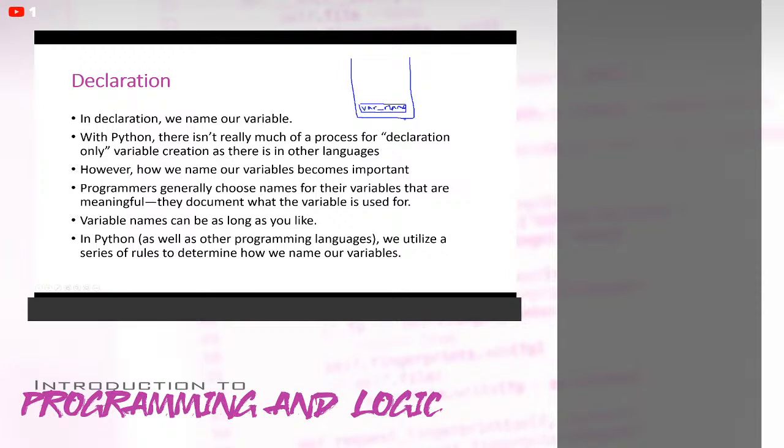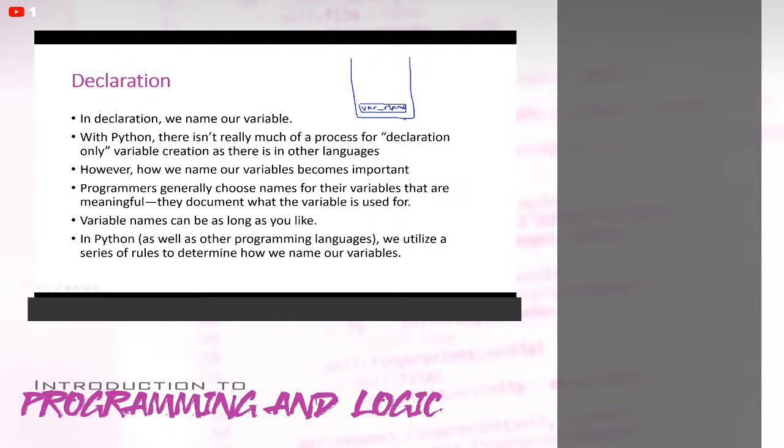And with Python, as we've said, there's not really much of a process for declaration only variable creation, but in Java and JavaScript and many other programming languages, there are ways where you can just declare a variable and stop, and then assign it a value a little bit later on. So for those of you who will be going forward with me into the Java classes later on, that's something that we'll explore there. But in Python, we're going to try to keep these processes of declaration and assignment married together.